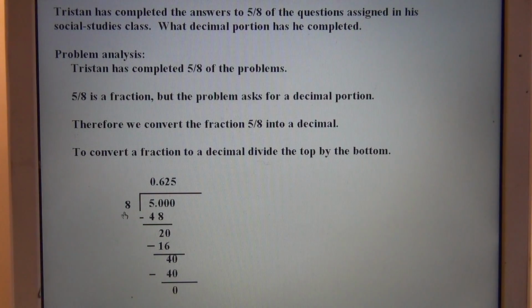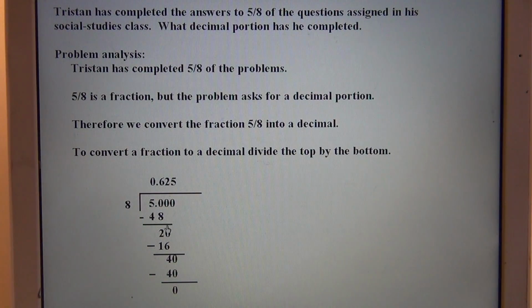Now, 8 cannot go into 5. It's too big, so we put 0. But 8 can go into 50. And 8 can go into 50 6 times. 6 times 8 is 48. And we subtract and we get 2.